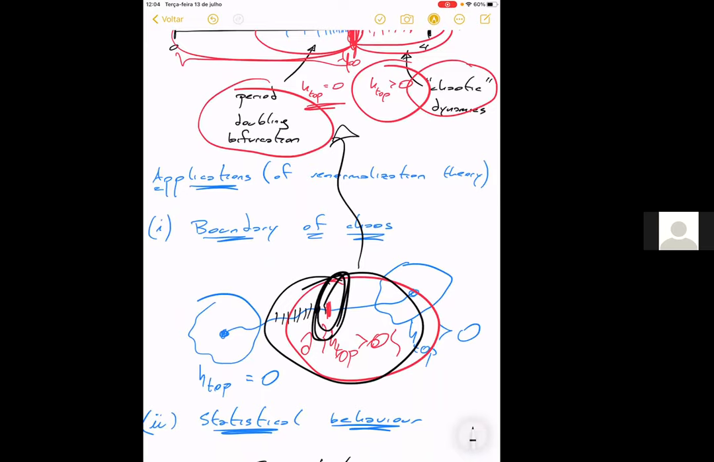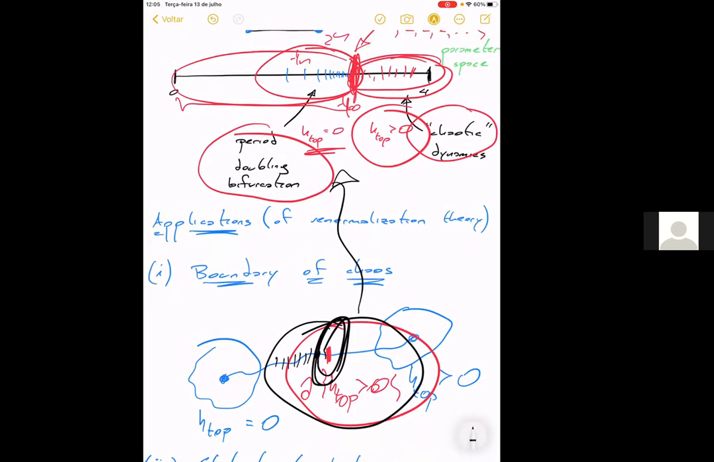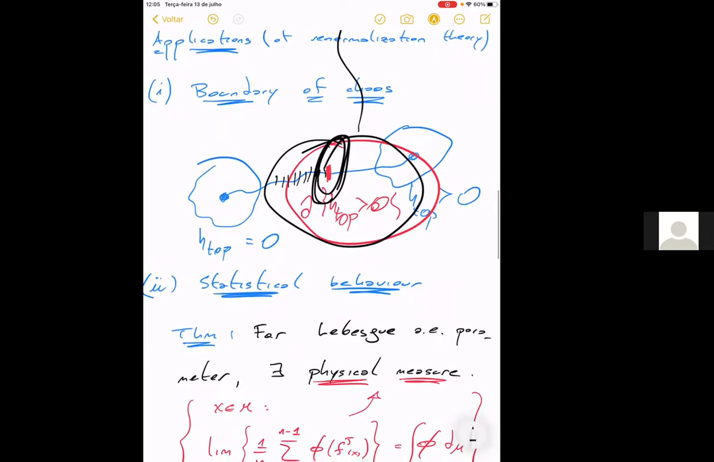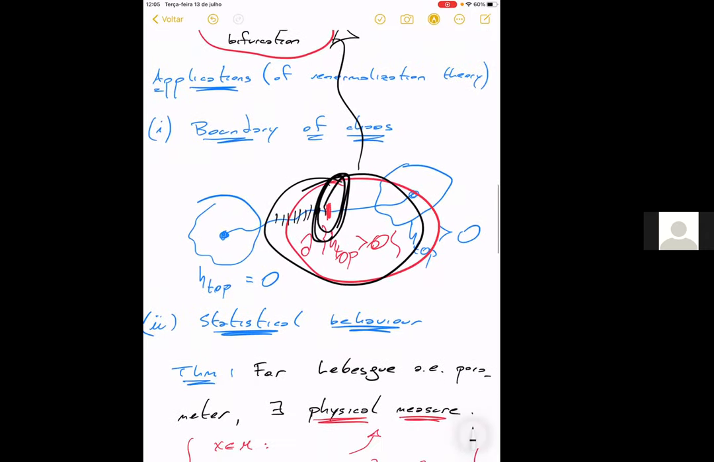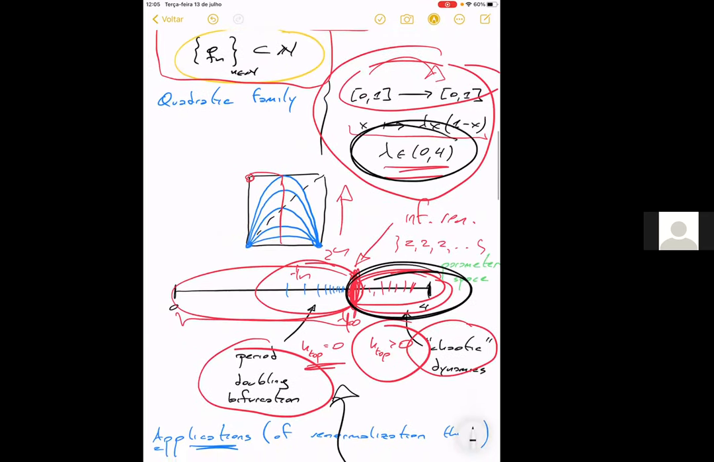There is another, which is related to the statistical description of orbits and of dynamics. And it is important for this part of the dynamics that I was mentioning before, the chaotic part. So let me state a theorem quickly, which says that in the quadratic family, for instance, for Lebesgue almost every parameter, there exists a physical measure. So the theorem says that for Lebesgue almost every parameter, in my parametrization, that would mean for almost every lambda in (0,4), you have a physical measure.